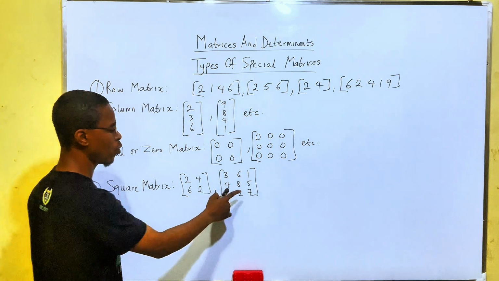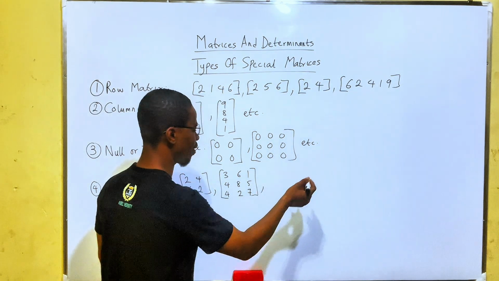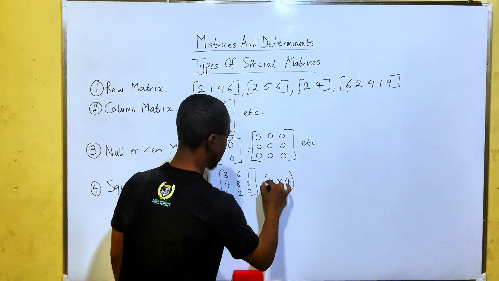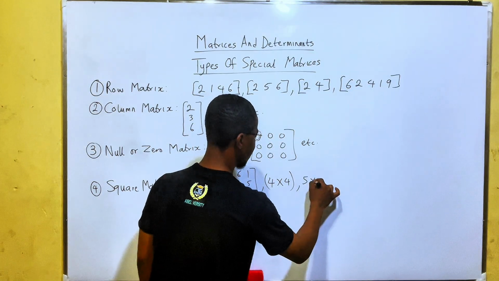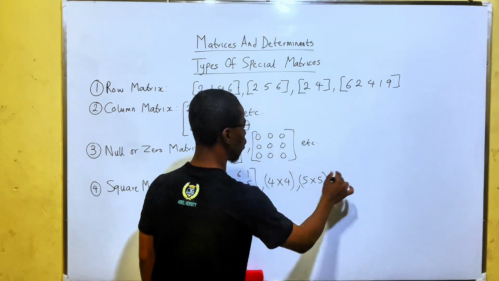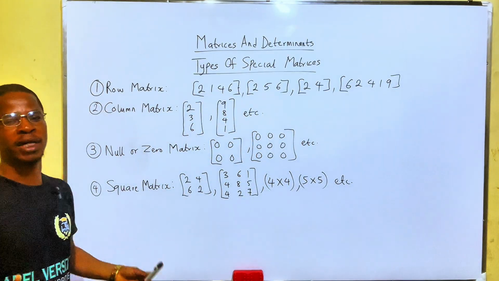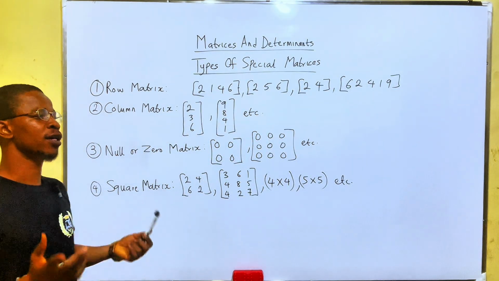This is 2 by 2, 3 by 3, and then I'll write it down in words. We can also have 4 by 4. We can have 5 by 5. All of these, etc., are called square matrices. They form a square.